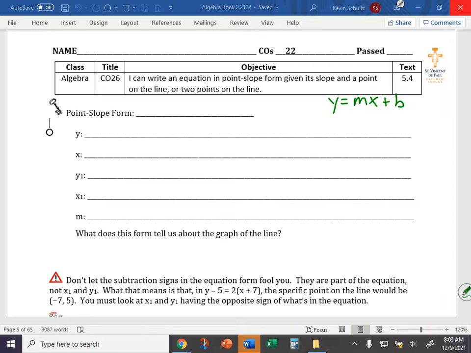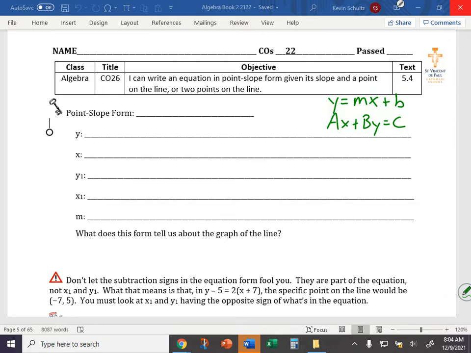Standard form, we've used it, but we haven't really talked about what it tells us. We have not graphed using x-intercepts and y-intercepts yet. We'll get there. But it tells you what the x-intercept and the y-intercept of the equation are. The third type we're going to work with here is called point-slope form.